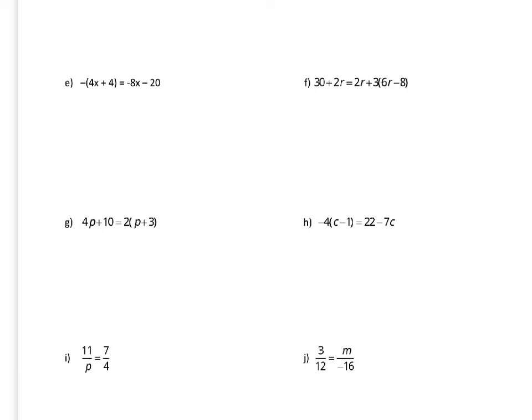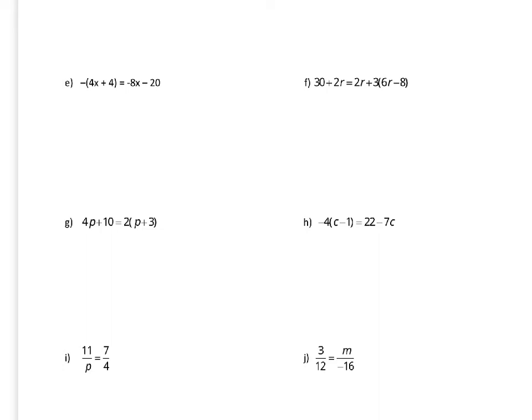The 2r and the 20r on either side are like terms, and to combine these, I can't just add them and get 22r. I need to move either the 20r to the left or the 2r to the right, and it really is your choice. I'm going to choose to subtract 2r, because that will leave me with positive values instead of negatives. So that cancels out the positive 2r on the left, and then 20 minus 2 is 18. So now we have 30 equals 18r minus 24.